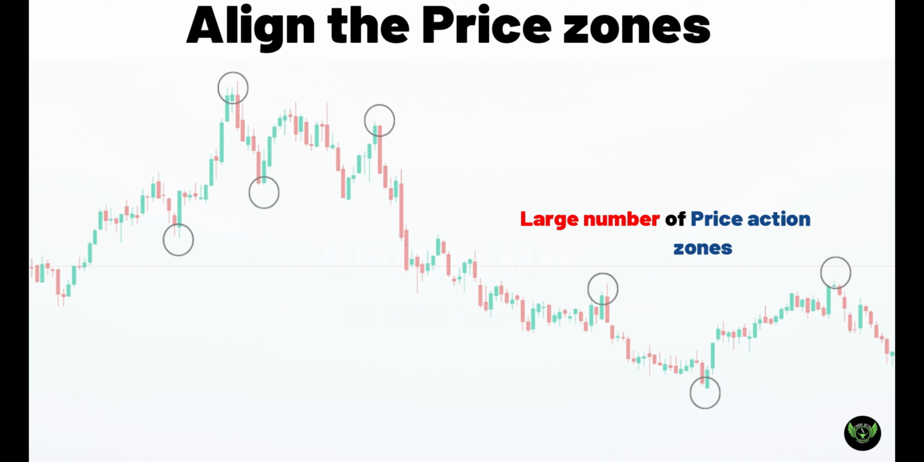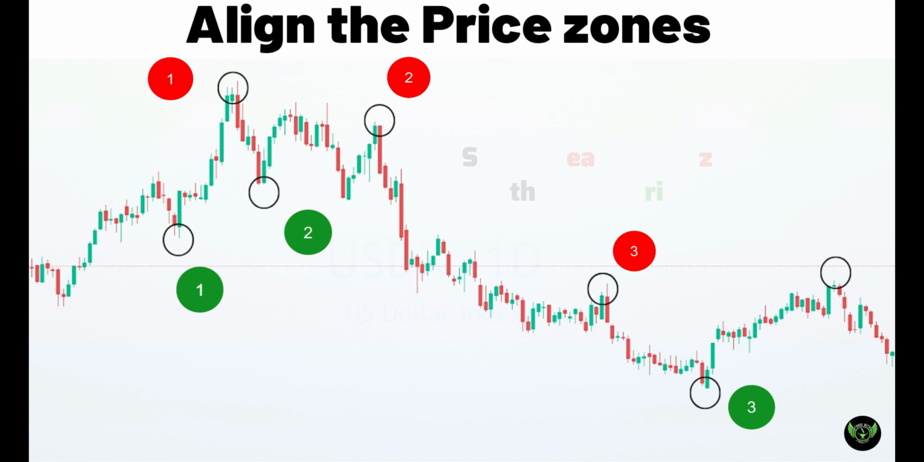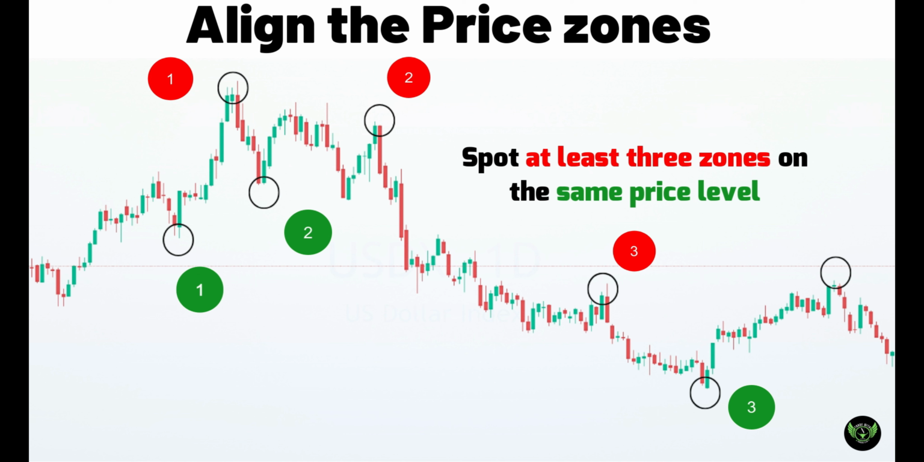Now moving on to step number 3, aligning the price action zones. Now when you look at a 12 to 18 month chart, it is very common to spot many price action zones by the method that we have just discussed. But we don't have to track down all these price levels. The trick is to identify at least 3 price action zones at the same price level.